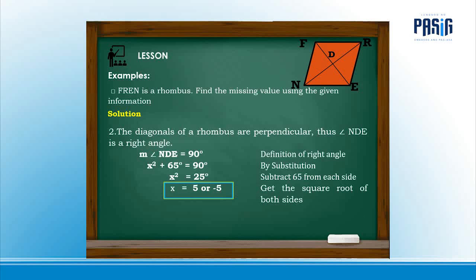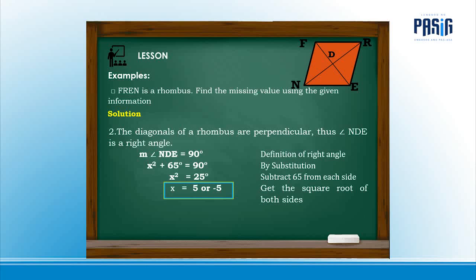The diagonals of a rhombus are perpendicular. Thus, angle NDE is a right angle. So here is the solution. Measure of angle NDE is equal to 90 degrees. Of course, by the definition of right angle. Let us now substitute the given values. So x squared plus 65 degrees is equal to 90 degrees.